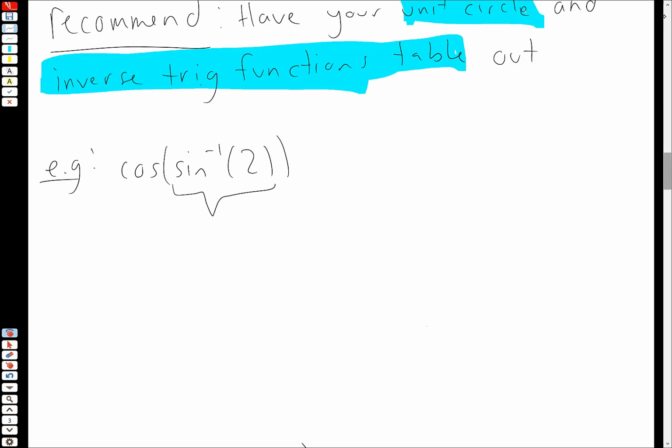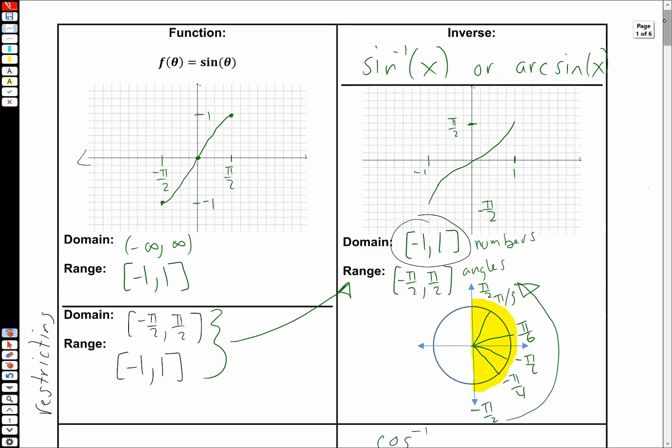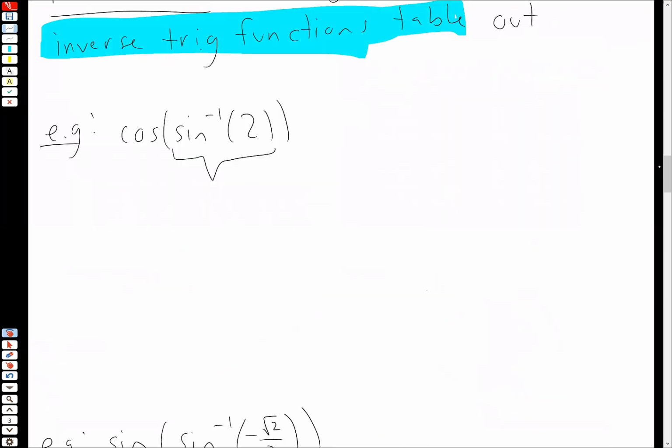So here's sine inverse, and notice that the domain of sine inverse is -1 to 1. What we were computing in our example was sine inverse of 2. So I want you to ask yourself a question: is 2 in the domain of sine inverse? And the answer is no. 2 is not in the domain, so this computation would be undefined.